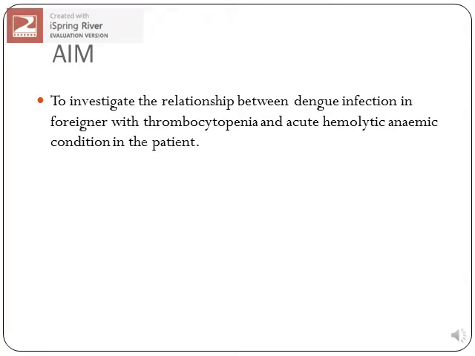The aim for my case study is to investigate the relationship between dengue infection in a foreigner with thrombocytopenia and acute hemolytic anemic condition in the patient. So there are 3 keywords that need to be highlighted in this case study, which are dengue infection, thrombocytopenia and acute hemolytic anemic condition.